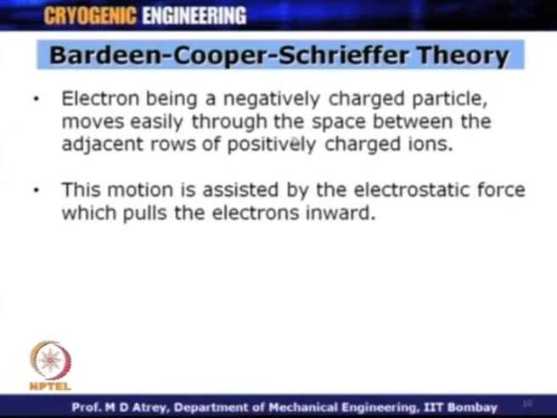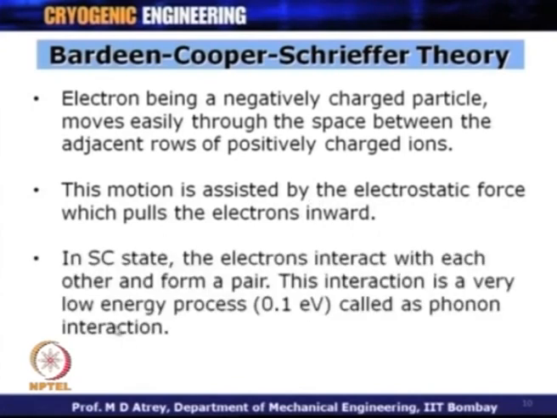Because of the attractive force between the positively charged ions and the electrons, which form an electron cloud, the electrons move by the electrostatic force, which pulls the electrons inward. However, in the superconducting state, the electrons interact with each other and form a pair. This is what happens at very low temperature, below the critical temperature of any particular material: the two electrons come together and form a pair. In fact, one electron pulls the other electron, and that is why it becomes a pair.